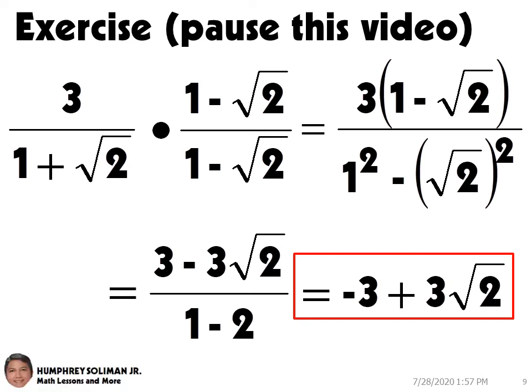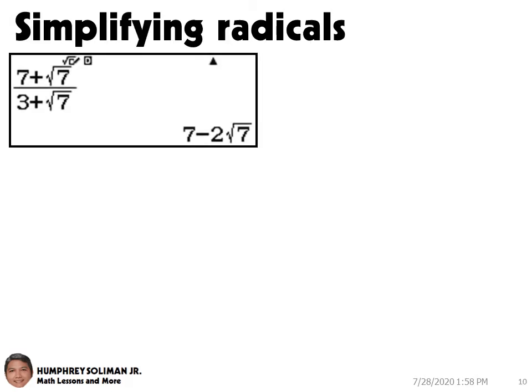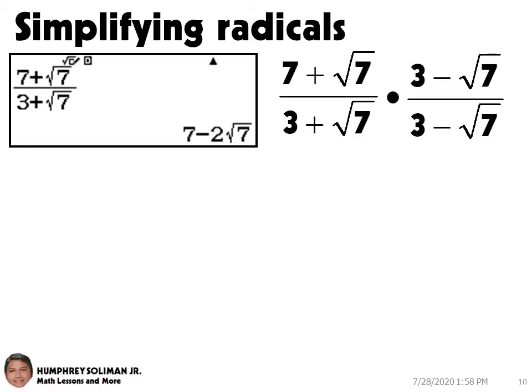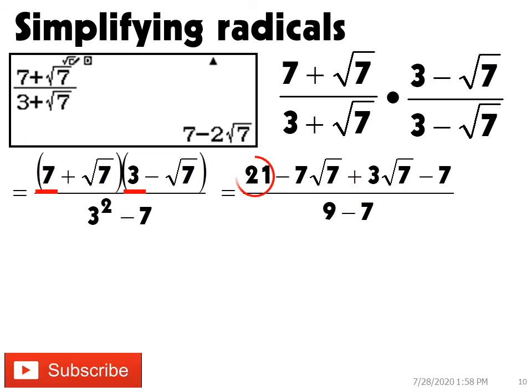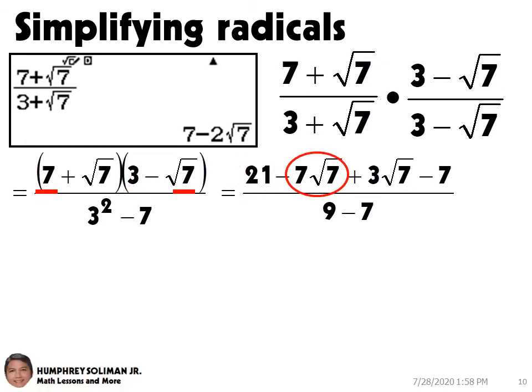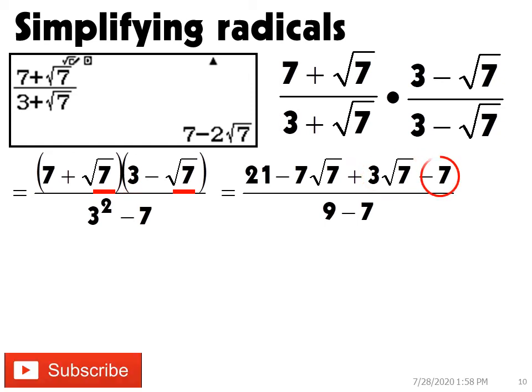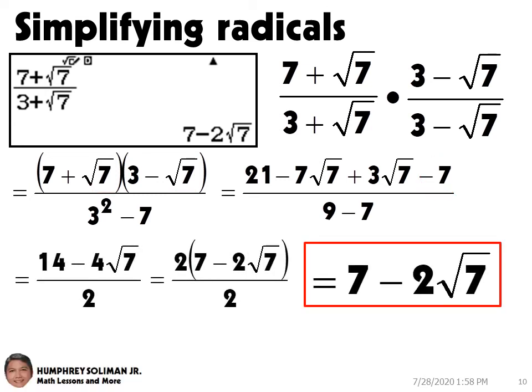The process will be the same if we have two terms in the numerator and denominator. We will multiply this with the rationalizing factor. The conjugate of the denominator is 3 minus square root of 7, on the numerator and denominator. In multiplying the numerator, we will use the FOIL method. Multiply the first terms, outer terms, inner terms, and the last terms, while the denominator is the difference of two squares. We will then simplify, and it will give us the answer, 7 minus 2 square root of 7.